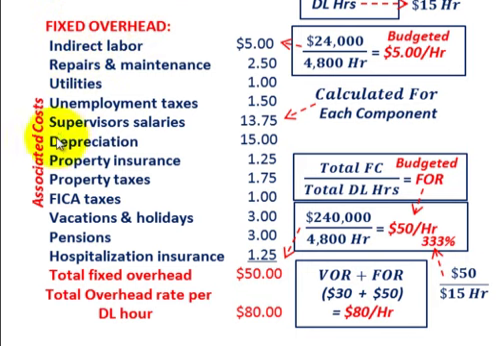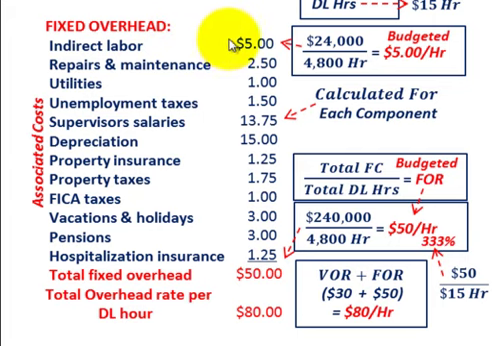Again, go through the same procedure. For the associated costs in this cost pool for fixed overhead, we typically have indirect labor, repairs and maintenance, utilities, unemployment taxes, supervisors' salaries, depreciation, property insurance, property taxes, FICA taxes, vacations and holidays, pensions, and hospitalization insurance. Very much like the variable overhead component, but we're going to assign the fixed portion of it here.